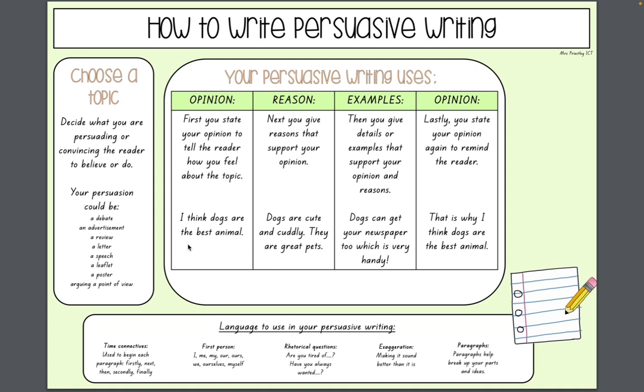And then again, you state your opinion for the last paragraph, because you want to remind the reader about what your opinion was. So in this one about the dogs, that is why I think dogs are the best animal. So this is how you write a persuasive piece of writing.